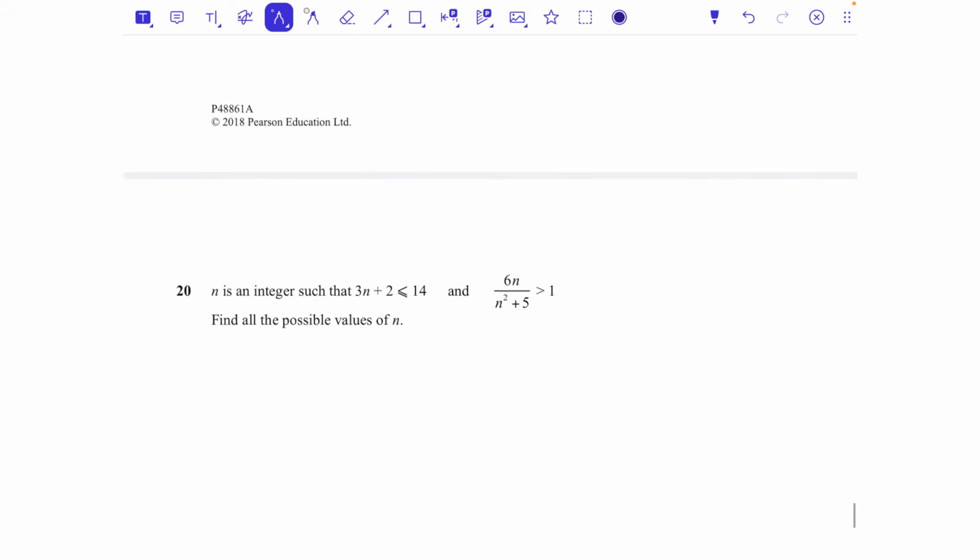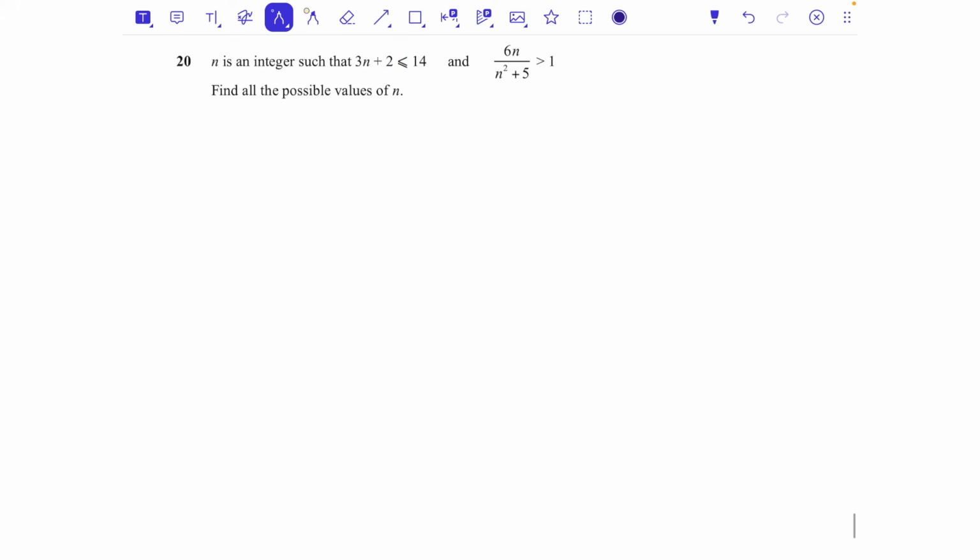Perfect. Question number 20. n is an integer such that 3n add 2 is less than or equal to 14, and 6n over n squared add 5 is greater than 1.